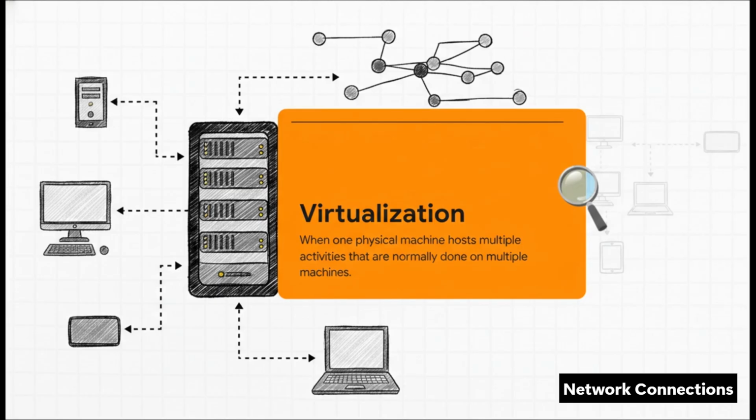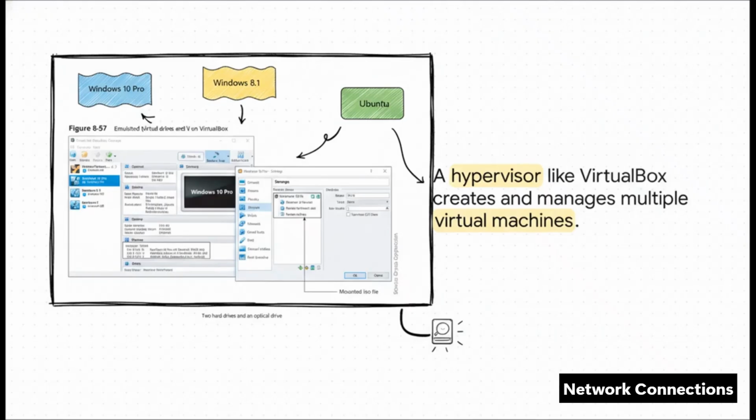Now, it can be a little bit of a mind bender at first, but the core idea is actually pretty simple. It's the process of making one single, powerful, physical computer pretend to be many separate individual computers, all running at the exact same time. And this is what that actually looks like in practice. There's special software called a hypervisor. This one here is called VirtualBox that lets you create and run these virtual machines, or VMs.